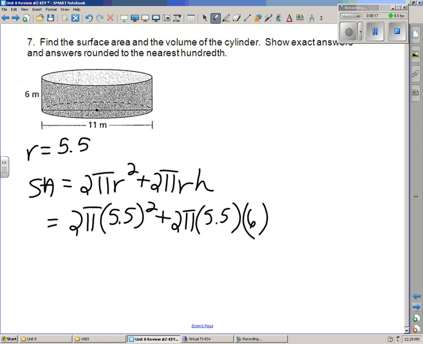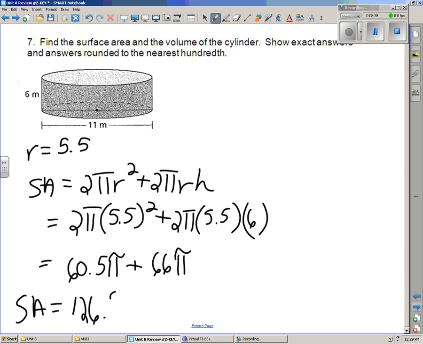It ends up being that I get, without multiplying through by pi, 5.5 squared times 2 is 60.5 pi. 2 times 5.5 times 6 is 66 pi. So the surface area, which is the exact answer using pi as our like term, is 126.5 pi, and this becomes meters squared. Okay, that's the exact answer.